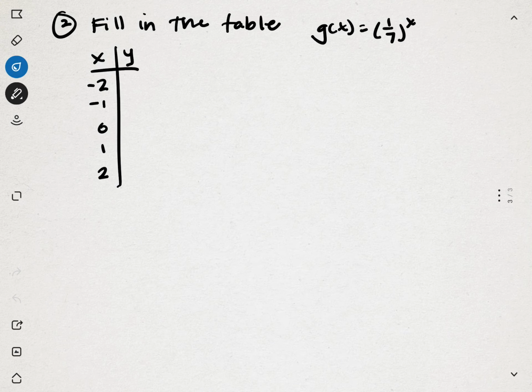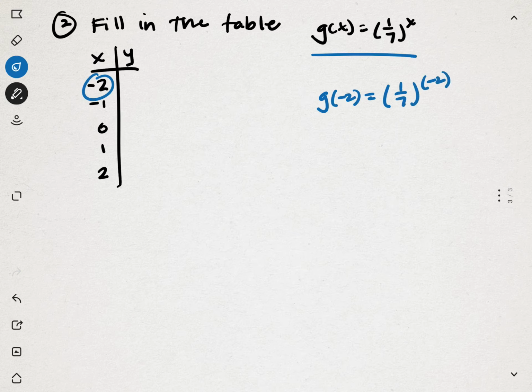Okay, the second type of problem you're going to come across is fill in the table. So this is kind of like the reverse of what we just did. They're giving us the equation g of x equals 1/7 to the x power. Let's go ahead and fill this stuff out. Notice that we have this -2 here, right? So the problem with that is we're going to have g of -2 equals 1/7 to the -2nd power.